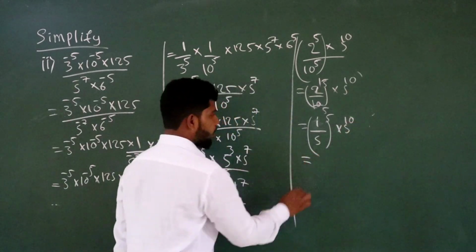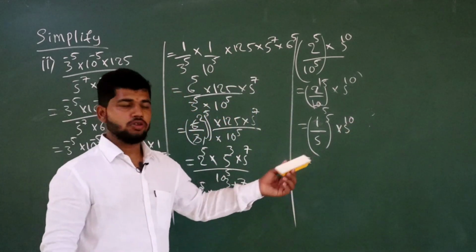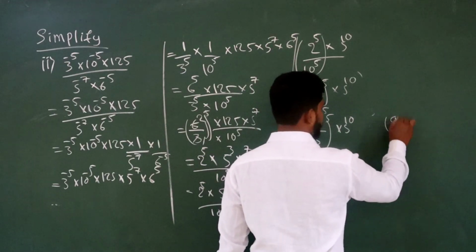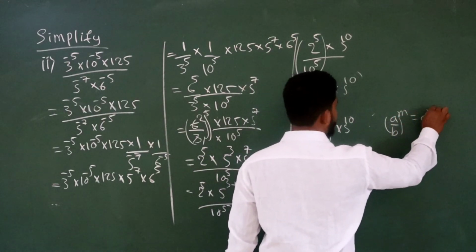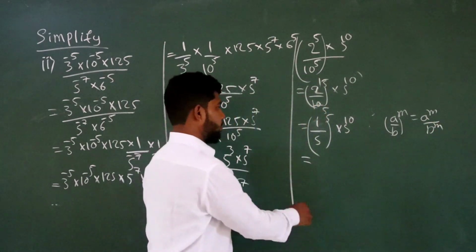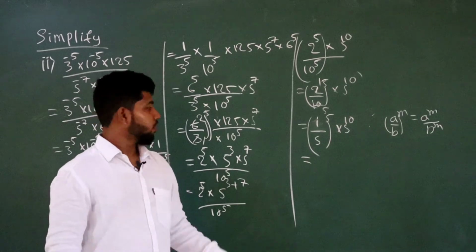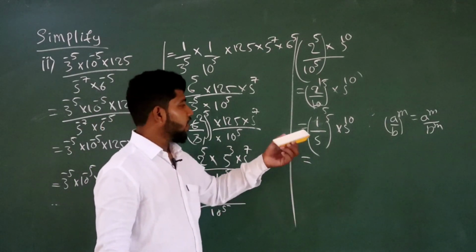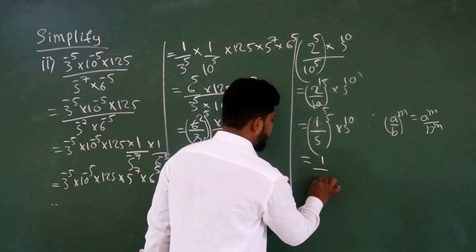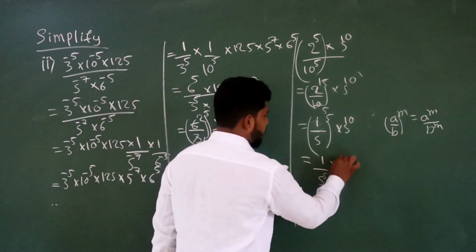Now it is in the form of a by b whole to the power of m. 1 by 5 whole to the power of 5 is a power m by b power m. If you multiply the 1 five times, you get 1, divided by 5 power 5, into 5 power 10.